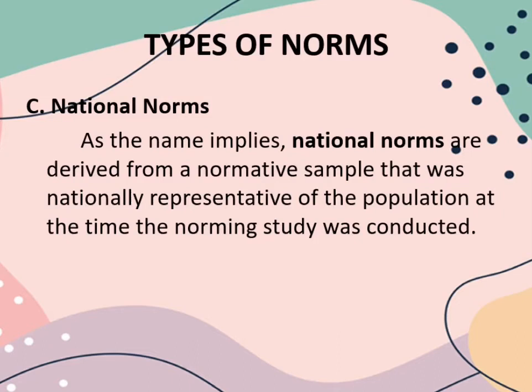National norms. As the name implies, national norms are derived from a normative sample that was nationally representative of the population at the time the norming study was conducted. And so, applicable ang norms na ito for tests and assessments that were conducted at the national level. Kasi kukuha ka ng sample that were nationally representative. Example, test determining the level of stress among Filipinos.